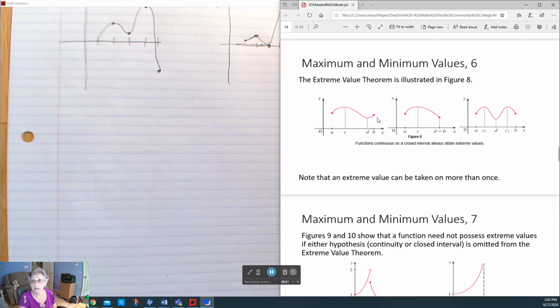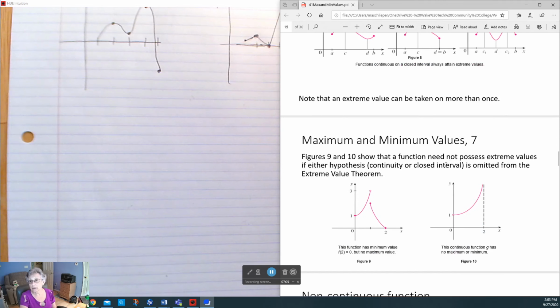From a to b, it's continuous. It has a max right here and a min right here. From a to b, it's continuous. It has a max in the middle and a min at one end. Remember, absolutes can be at endpoints. This one wiggles around. It has a couple of maxes and a min, all in the middle. They could both be at endpoints.